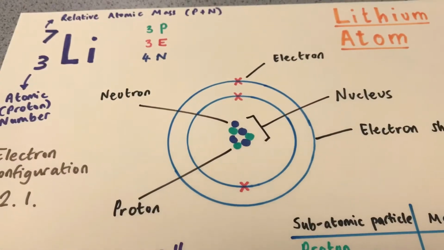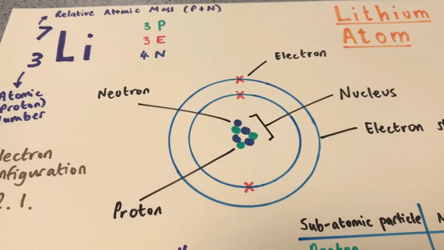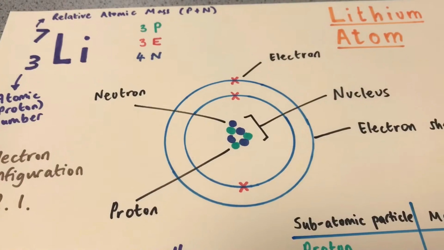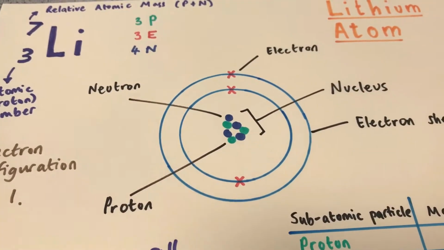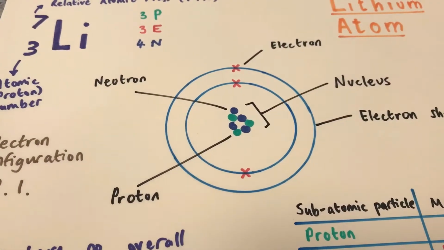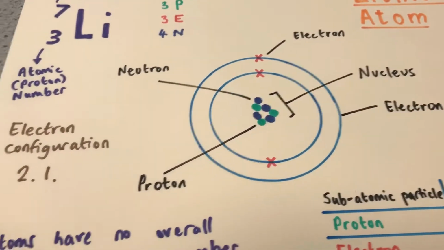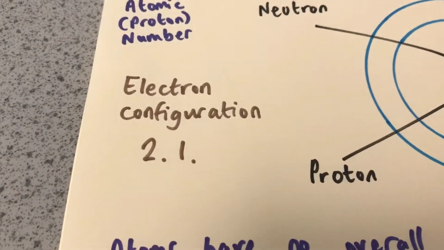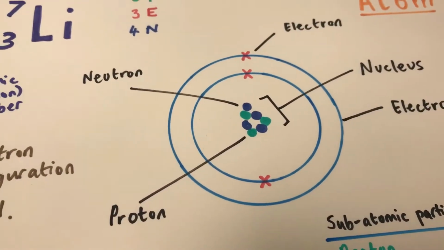So look at it here. We can see those positive protons in the nucleus along with the neutral neutrons. And we've got the negative electrons in the shells around. And because we've got 2 electrons on the first shell to make it full, and then we can put 8 on the shells after that, we can write the electron configuration as 2.1, because there's 2 on that first shell and 1 on the next shell.